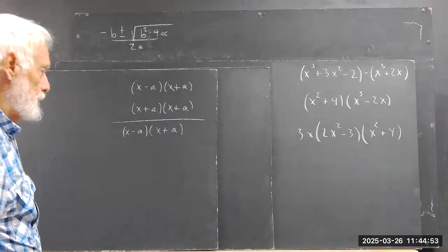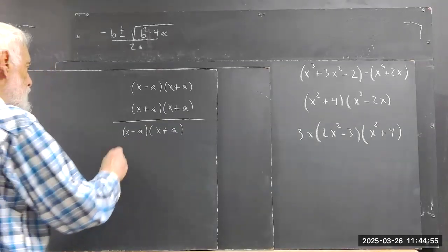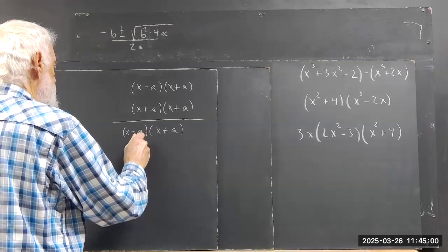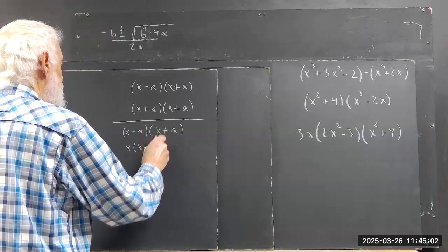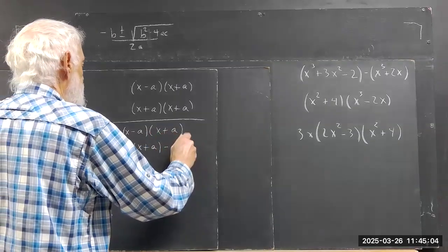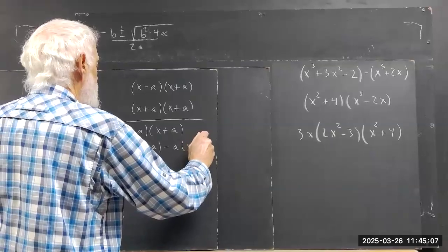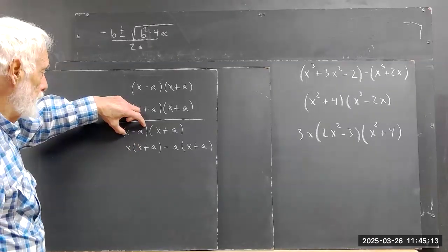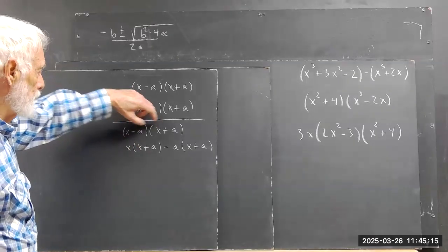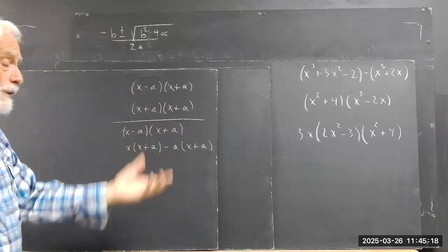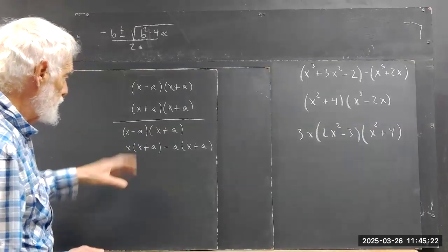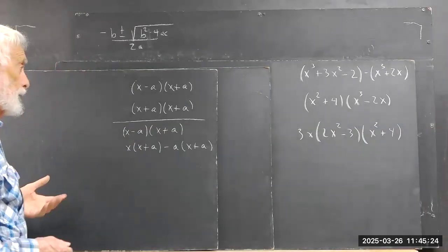X minus a times x plus a. I'm going to say that's x times x plus a minus a times x plus a. And again, if you said x minus a times x plus x minus a times a, it'd come out with the same thing. I'm only going to do it one way, so I'll alternate between the two possible ways.